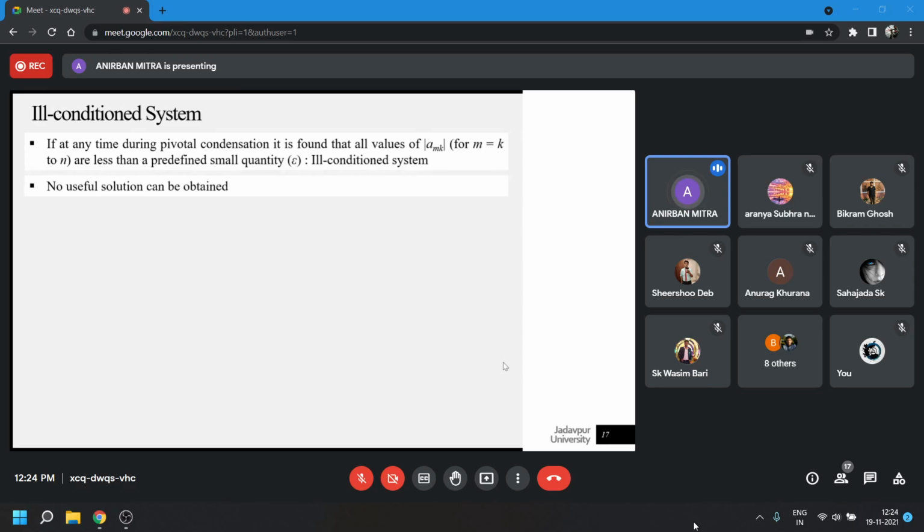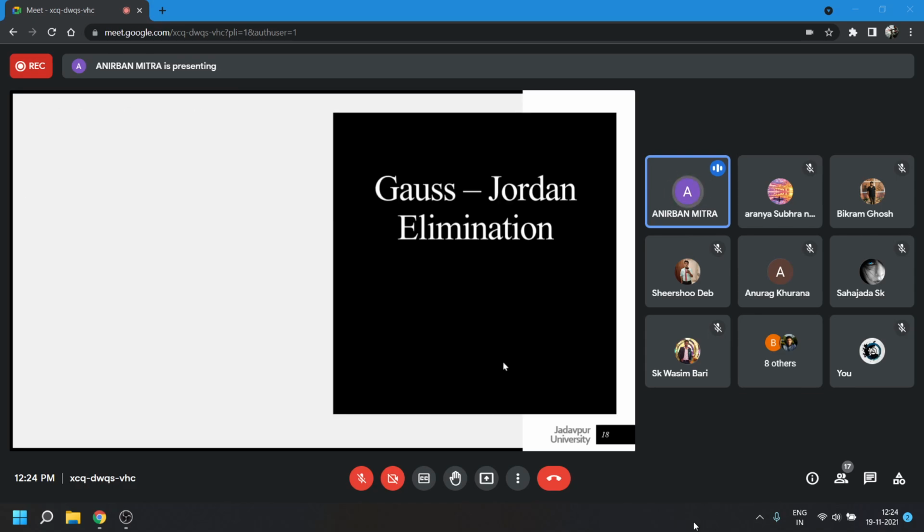That brings us to the end of the Gaussian elimination discussion. Next, we'll quickly move to the Gauss-Jordan elimination and see how it differs from the Gaussian elimination technique.